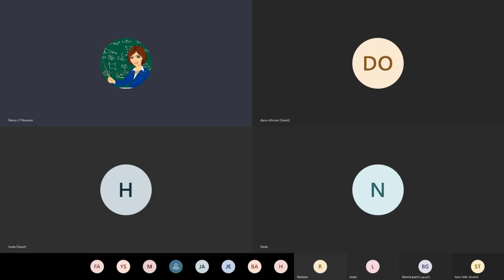So our lesson is talking about rational exponents and radicals. In the previous lessons, we talked about rational exponents, like when you have an x raised to the power 3 over 2. We call this a rational exponent. It's an exponent with a rational number.